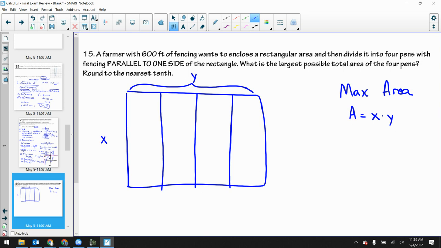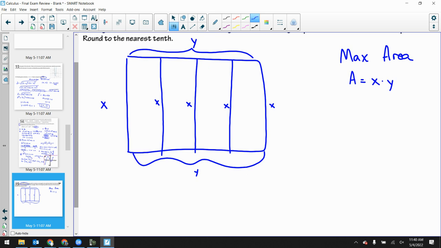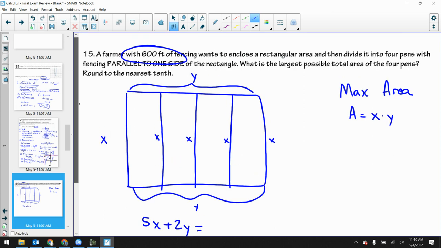But what I'm given is the perimeter. Actually, not even the perimeter, excuse me, my amount of fencing. How much fencing am I going to be using up? Well, if these are all x, and this whole thing is y, then my amount of fencing is 1, 2, 3, 4, 5 x's and 2 y's, which I need the total to be 600 feet.